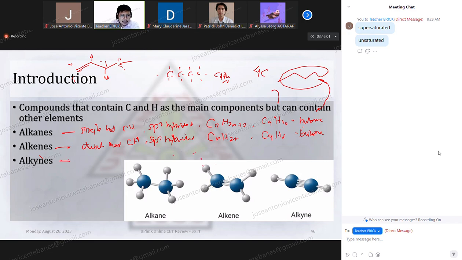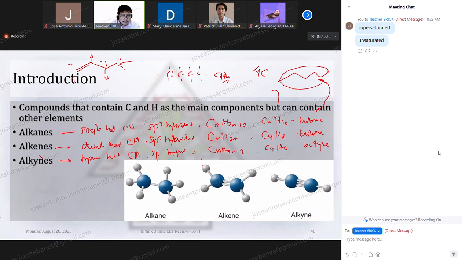Next, the alkynes will be considered as your triple bond hydrocarbons. In hybridization, this is the sp hybridized. And they have the formula of CnH2n minus 2. The example here is C4H6, or butyne.